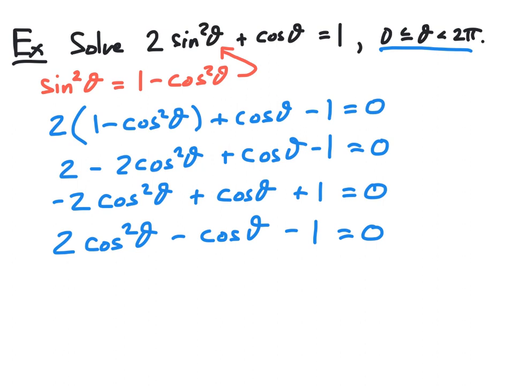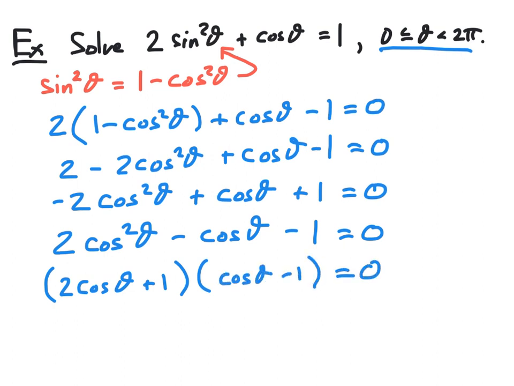If we wanted, we could substitute in a new variable for cosine theta here. We can also just factor this as if cosine theta was a variable. And so in order to do that, we see that this would factor as 2 cosine theta plus 1 multiplied by cosine theta minus 1. So this would be the factorization of our equation. And now we're going to set each of these factors equal to 0 and solve for cosine theta, and then find our angles theta in each case.